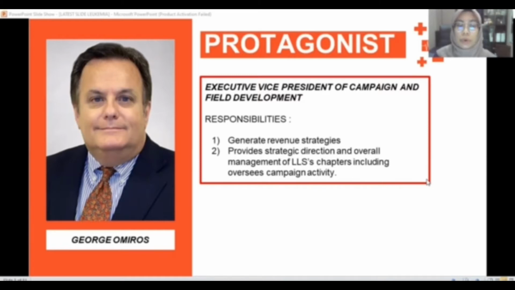Currently, his role is to provide strategic direction and overall management of LLS chapters, including overseeing the campaign activity that is conducted in LLS chapters. In our opinion, revenue strategy is an important component in the LLS organization because the revenue generated by LLS will affect the operation of LLS as a whole. Thus, in our opinion, Josh Omiros is the right person to be a protagonist because he plays an important role in catering to the main problem of LLS.